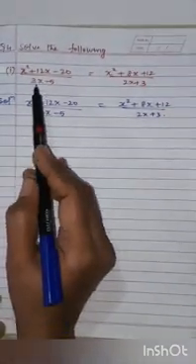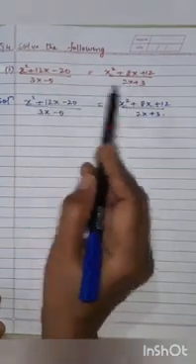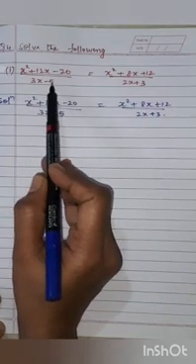Now if you observe the denominators, children, here 3x - 5 and here also 2x + 3. If you multiply both these denominators by 4, you will get 4 threes are 12x minus 4 fives are 20.